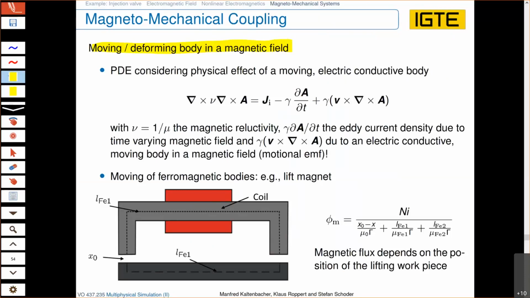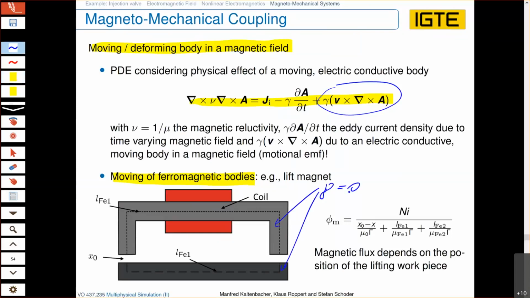Okay, for this, I have now again the full partial differential equation, including our motional EMF, electromagnetic force term, which is here, that we have, when we know the velocity of the deformed structure or of a moving structure, cross product with the magnetic field, when you have a structure where you have electric conductivity different from zero. Now this is nice, what we derive, but the question is, what is the case? And that I try to show you for this simple ferromagnetic body as a lift magnet. And let's say we have a special ferromagnetic material where the electric conductivity is even zero.